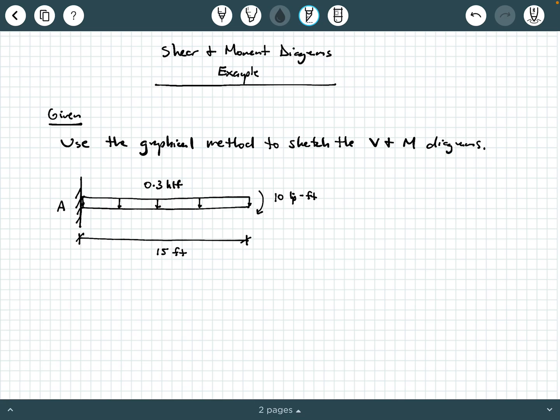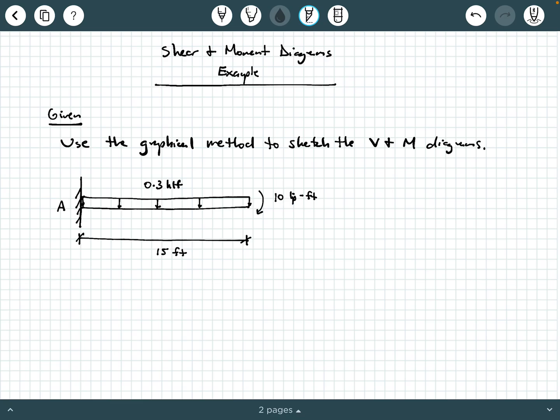Now, in the figure we're given, here we have a cantilever beam. And if you remember, a cantilever beam is one that is fixed on one side and free on the other side. It's just sticking straight out from a wall. Now, on this cantilever beam, which is 15 feet long, we have a uniformly distributed load of 0.3 KLF, that's kips per linear foot. And then at the free end, we have an applied couple moment of 10 kip feet, okay?